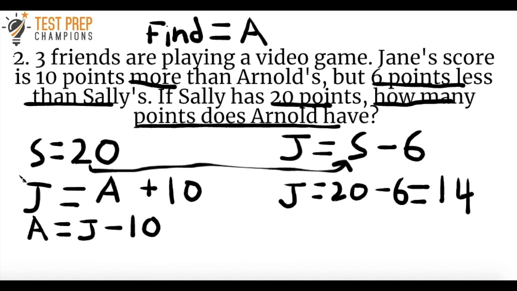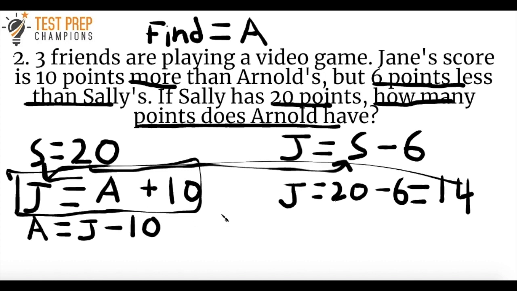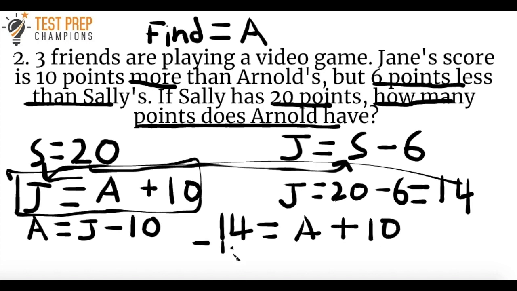Now we're going to look at this equation here, and let me show you how you would solve for A, or Arnold's score, using this equation. What we would do is take this 14 and substitute that in for J. So we would rewrite this as 14 equals A plus 10, and we're going to subtract 10 from both sides of the equation. The reason we're subtracting 10 from both sides is that we have a plus 10, and we want to undo this 10.